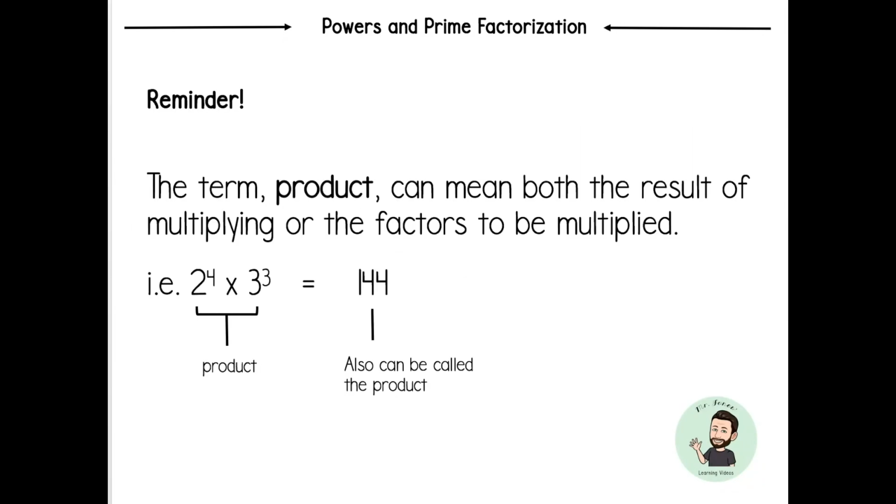Just a reminder, the term product can mean both the result of multiplying, like the answer for multiplication, but it can also refer to the factors being multiplied. So 2 to the 4th power times 3 to the 3rd power is a product, just like 144 can also be called a product when we're talking about multiplication expressions.